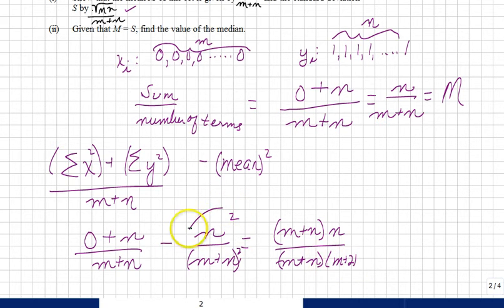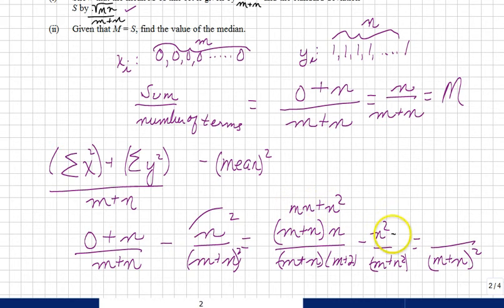The second fraction already has that common denominator, m plus n squared. So when I subtract those two, the common denominator is going to be m plus n squared. The numerator, distributing here, I get mn plus n squared, and then I subtract n squared, so the only thing I'm left with is mn. Now what is that? That's the variance.